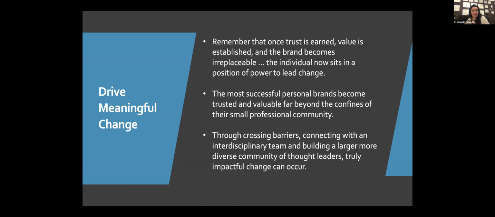And the most successful professional brands become trusted and valuable far beyond the confines of their small professional community, beyond radiology, beyond medicine, and even across different community lines and into the global community. And when we cross these barriers and we connect with a larger interdisciplinary team and build a larger, more diverse community of thought leaders, that's when truly impactful change can occur on a national or even on a global scale.